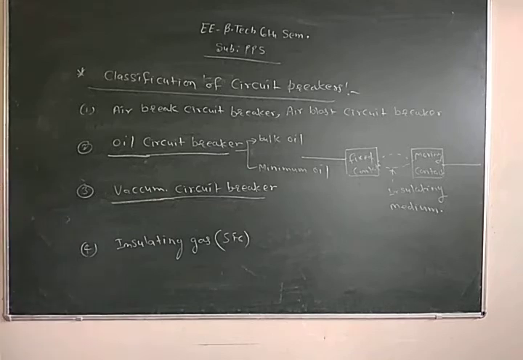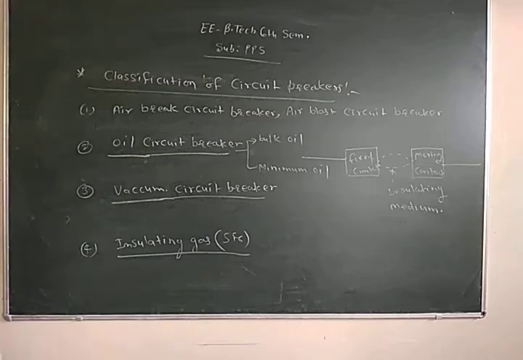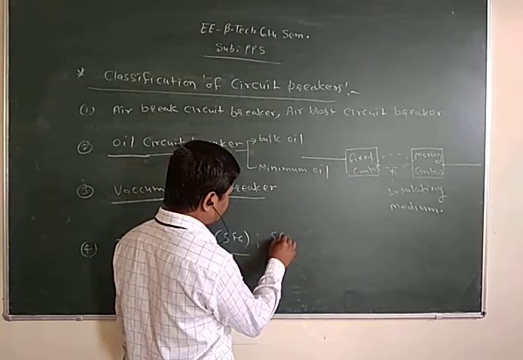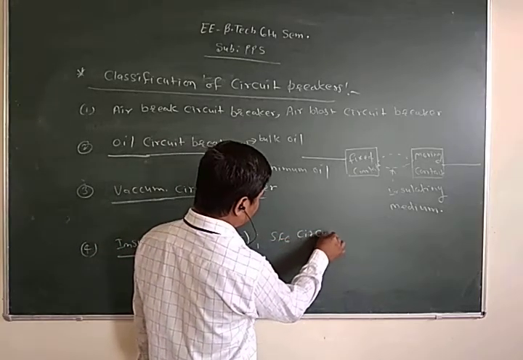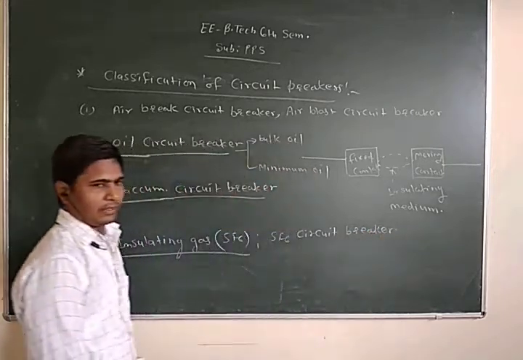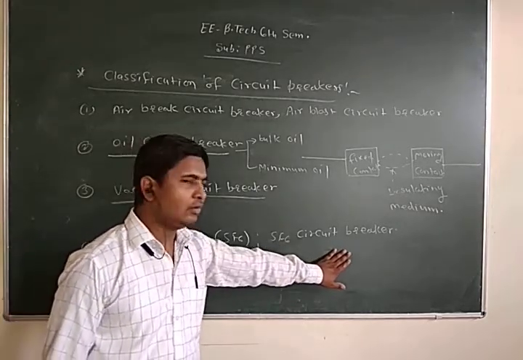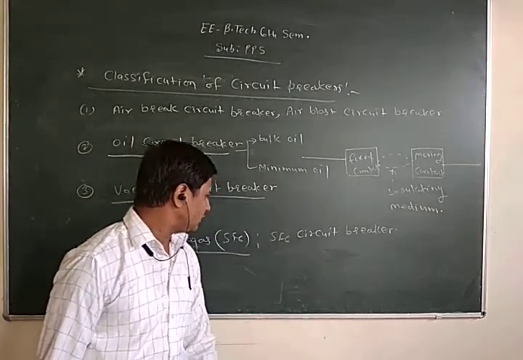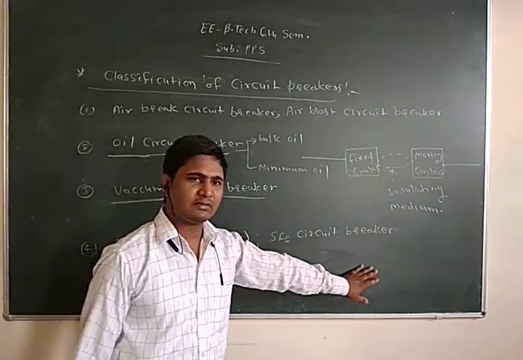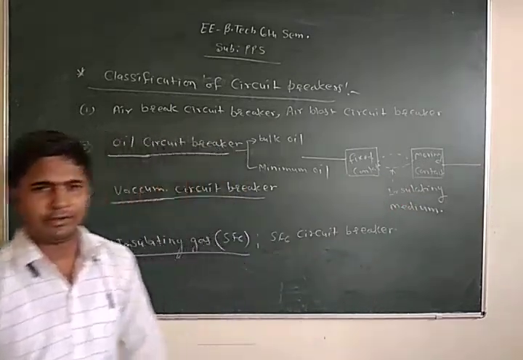Last is the insulating gas, which is SF6 gas. On the basis of the name of this gas, this circuit breaker is the SF6 circuit breaker. The property of SF6 gas is that it has a negative temperature coefficient, and this SF6 gas can absorb the ionized particles between the contacts, due to which the arcing problem can be avoided.